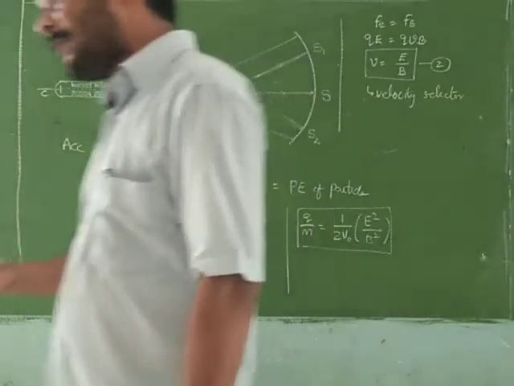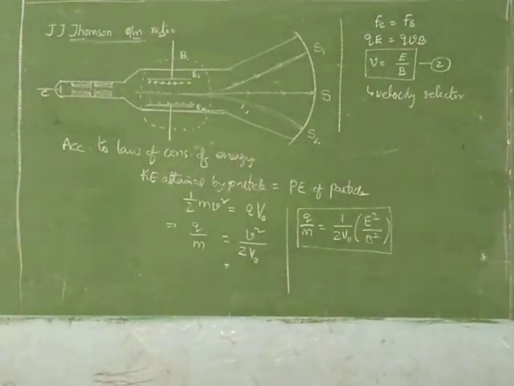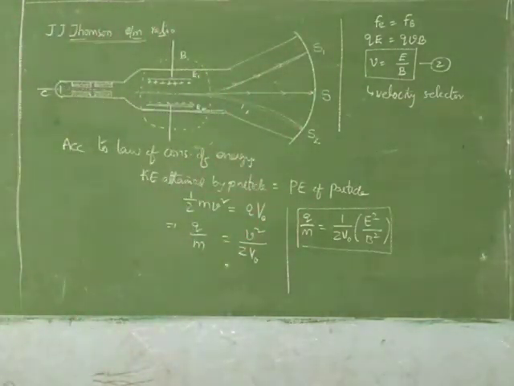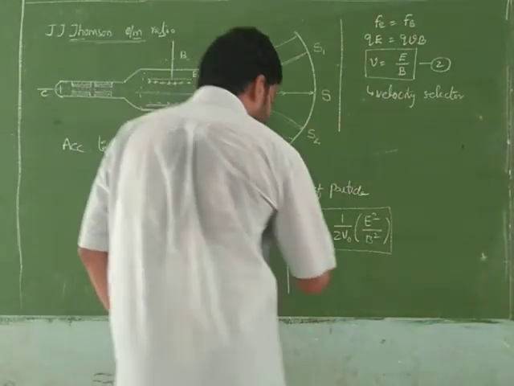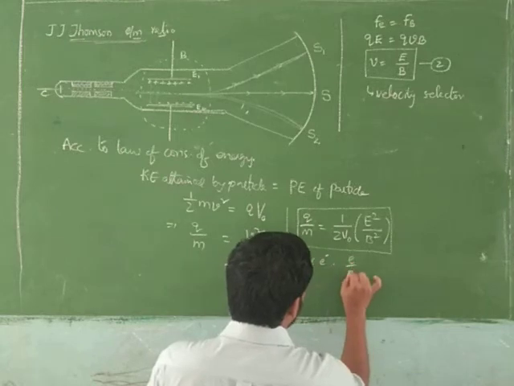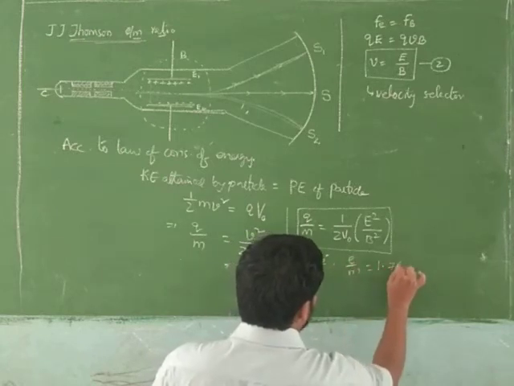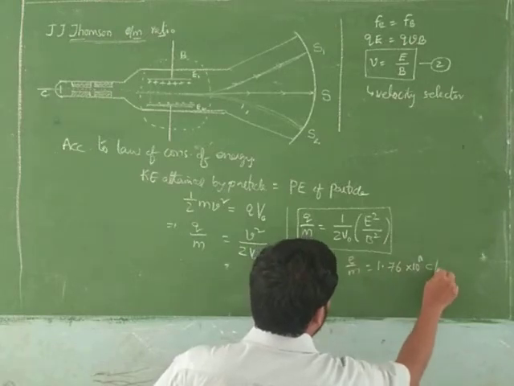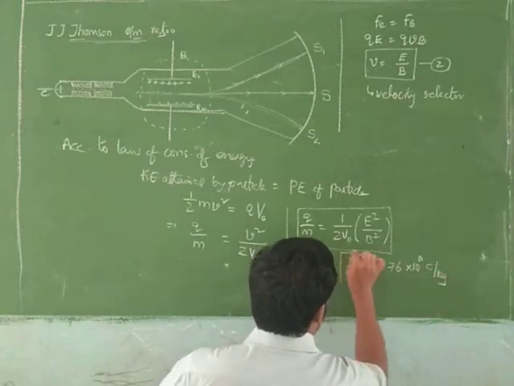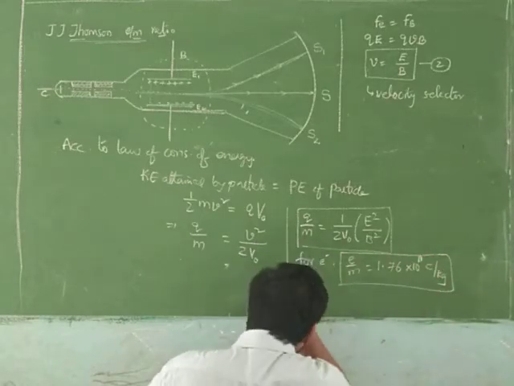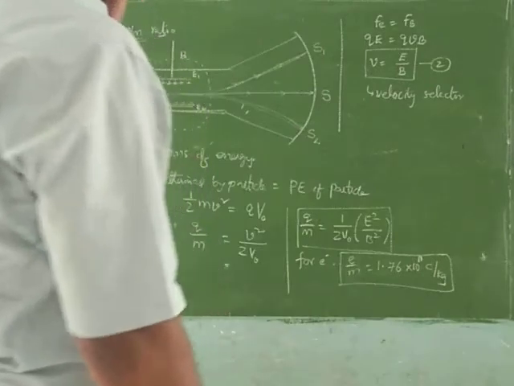Then what is the specific charge of the electron? The value is given as 1.76 into 10 power 8, I think. I have to check. No, 11. So the e by m ratio for electron, e by m is equal to 1.76 into 10 power 11 coulomb per kg. And this is constant for electron.